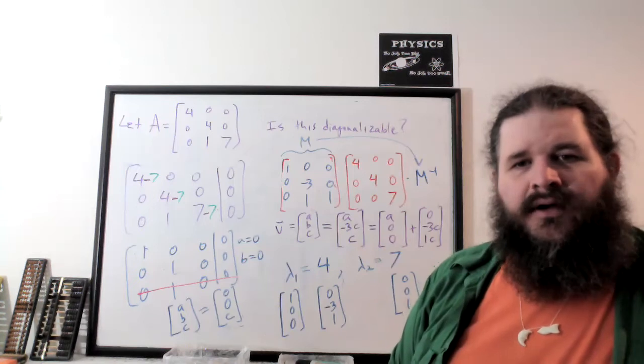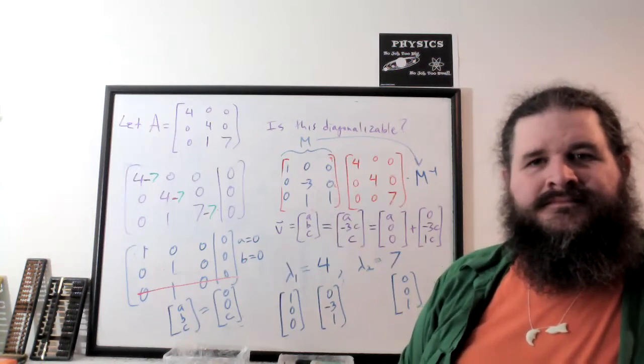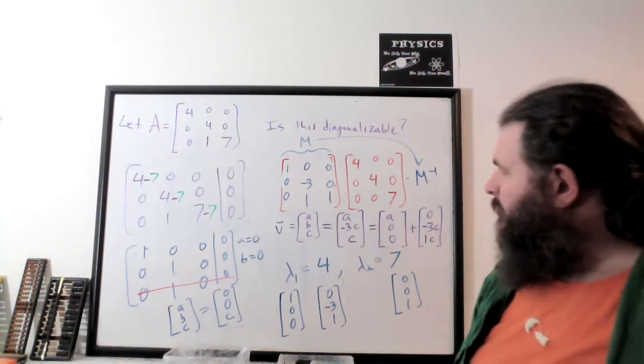Any other questions on diagonalization or eigenvalues? Could you just summarize real quick again what you did, just so that I remember? Yeah, just a quick recap of the whole thing.